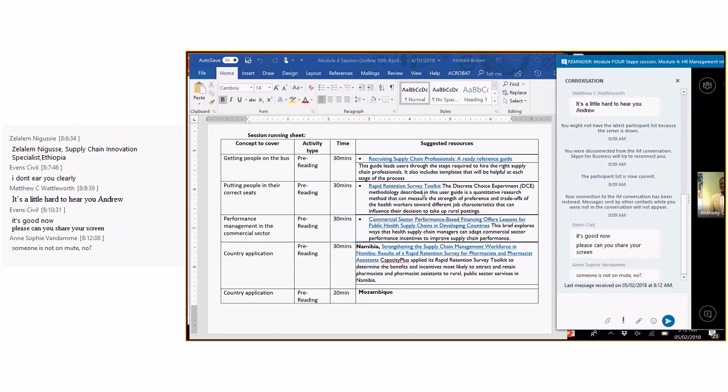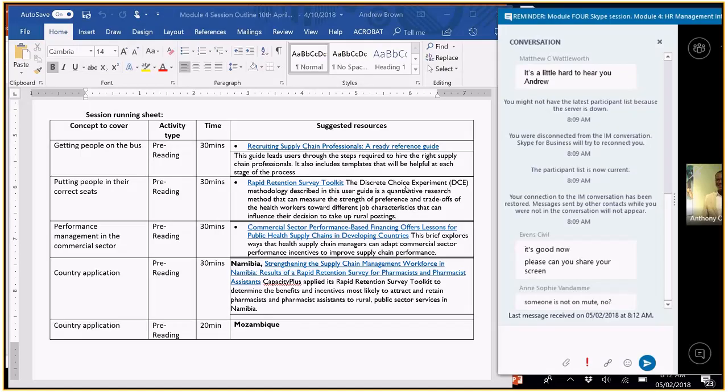The other kit that I want to talk to you about is this item here called Discrete Choice Experiment. This is a Capacity Plus intra-health tool, and what the tool does is enables you with a group of co-workers to establish what particular elements they would like to see in the workplace in order for them to be more likely to stay in the workplace. So it's a staff retention tool.